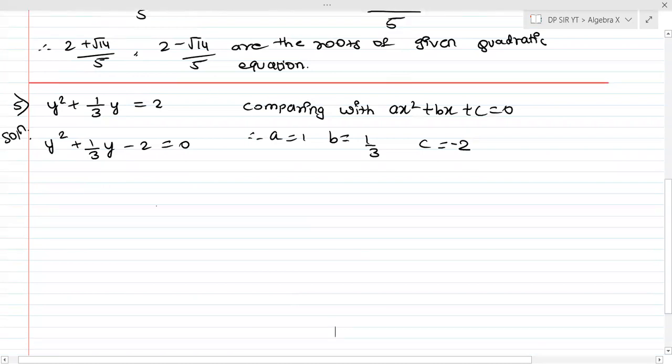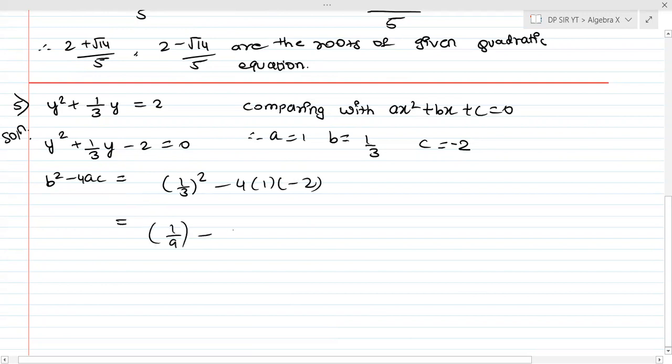So now you need to find b square minus 4ac. So b square minus 4ac, which is equal to 1 upon 3 square minus 4ac, which is equal to 1 by 9 minus 4 into minus 2 is going to be plus 8. So 1 by 9 plus 8. And I hope you know how to solve this. If you don't know, please refer to the Bridge Course series in which I have taught rational numbers, addition and subtraction of them. So please watch it, okay?